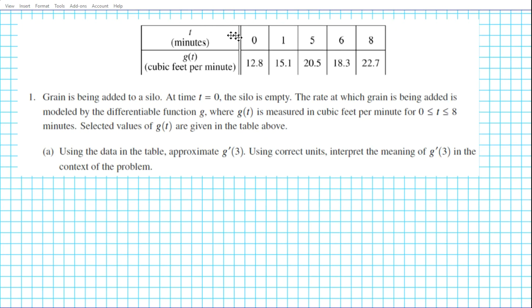So we have the table given here. Question A. Using the data in the table, approximate g prime of 3. Using correct units, interpret the meaning of g prime of 3 in the context of the problem. Alright, let's start off by taking a look at the formula that's going to guide our problem solving process.